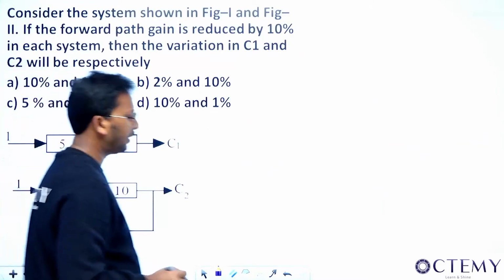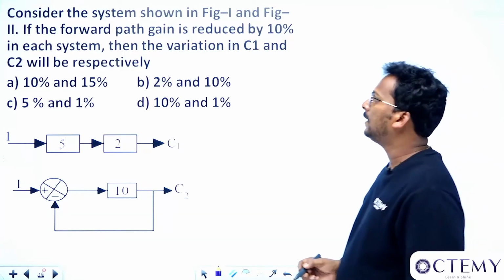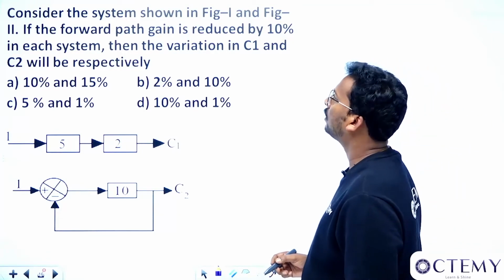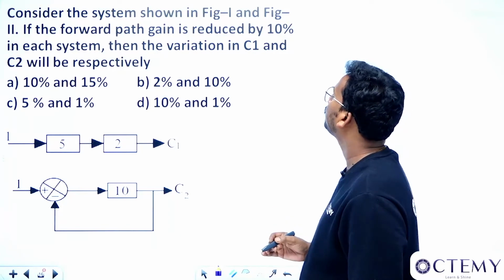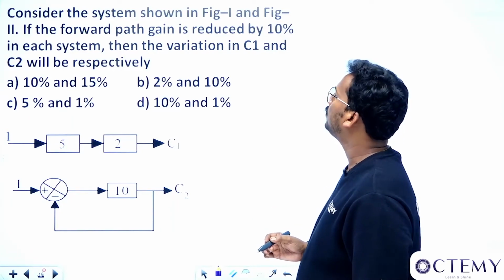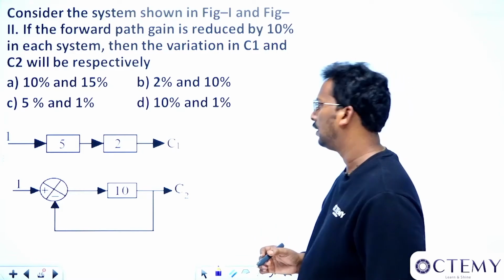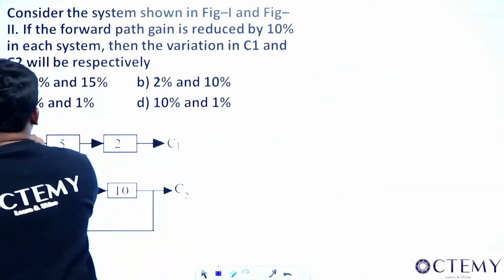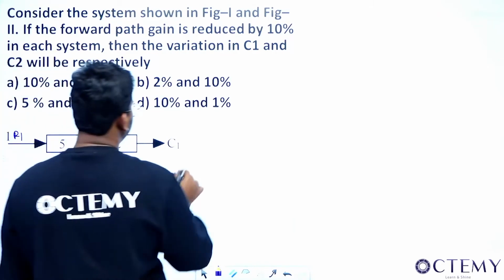Next, look at this particular question, sir. This is a previous year IES question. See what is saying in this question. He's telling that consider the system shown in figure 1 and figure 2. If the forward path gain is reduced by 10% in each system, then the variation in C1 and C2 will be respectively. Now, this is basically say R1 and say this is R2. This is an open loop system, sir.